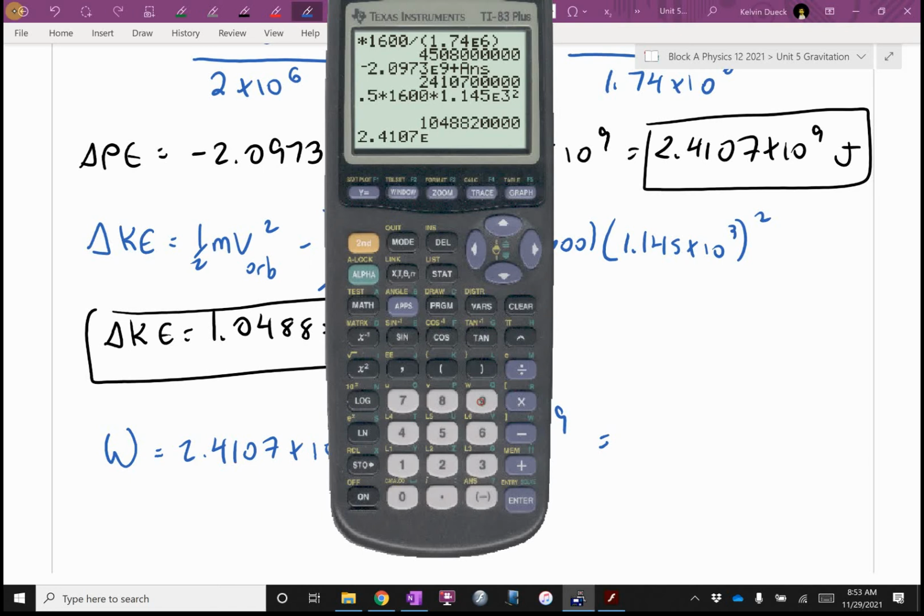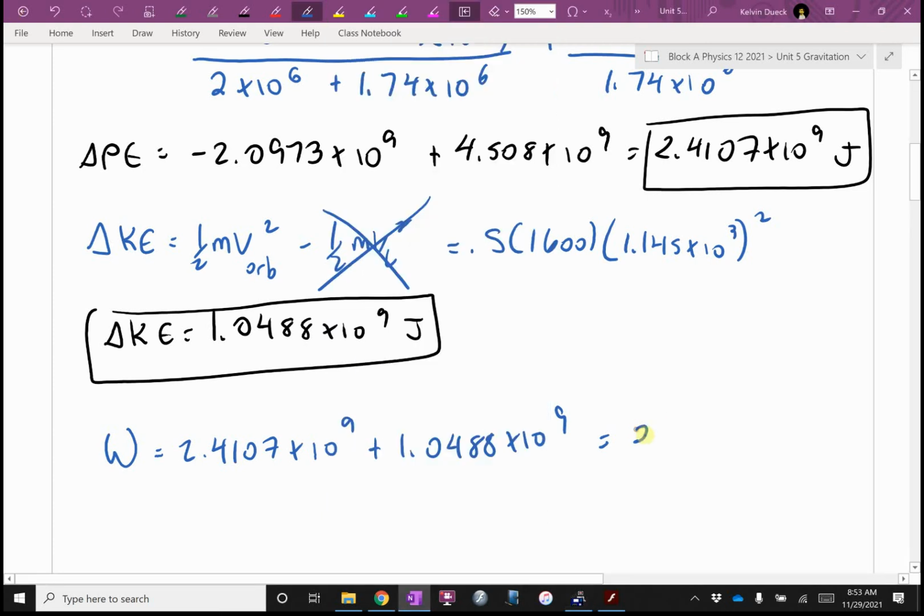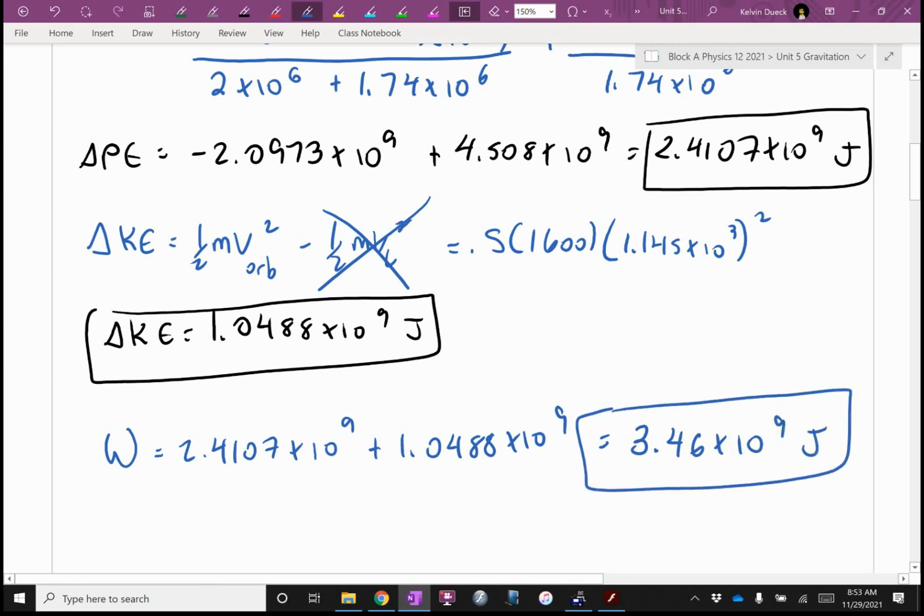As long as you get it right, I won't be fussy, but you're taking a risk. Did you get 3.46 times 10 to the 9th? If you got that, 7 out of 7.